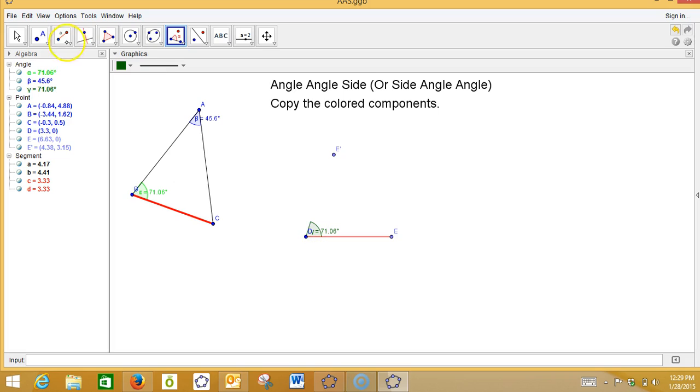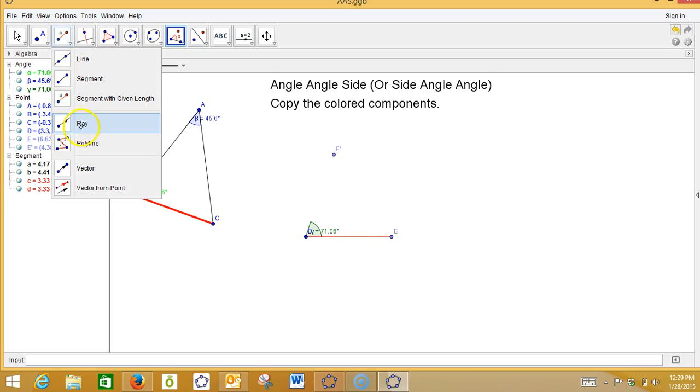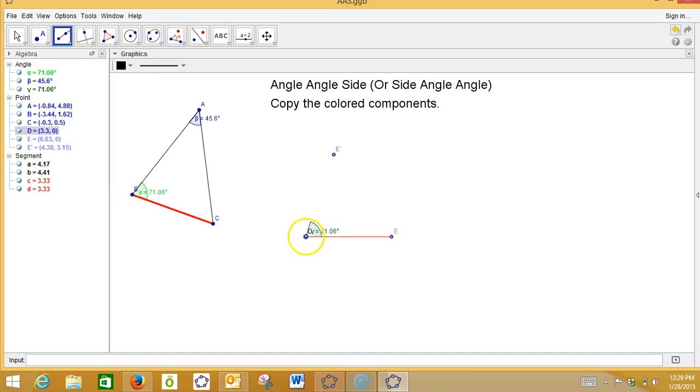Okay, so to finish off our angle, angles, by the way, are just rays that share a common point, which is the vertex. So we don't have a side restriction here to meet, just that one red segment, we already have it. So what I want to do is finish my angle off with a ray. I'm going to grab my ray tool, click on the starting point and then the point that it goes through.